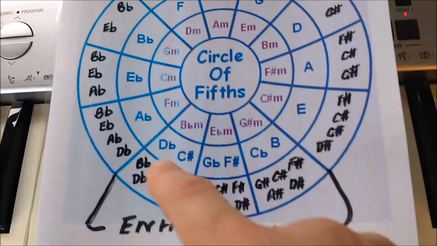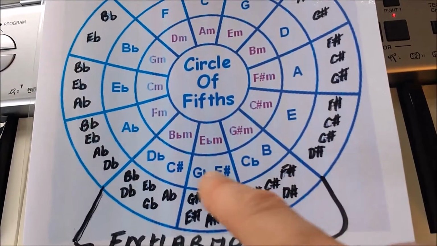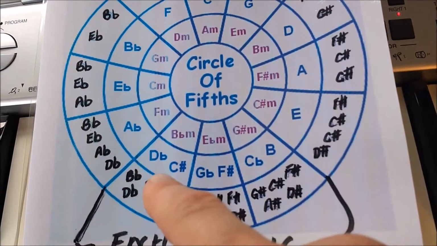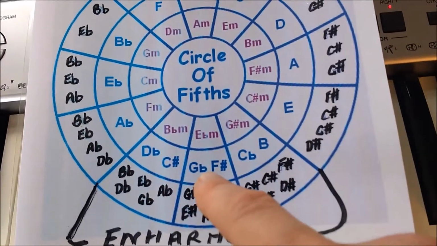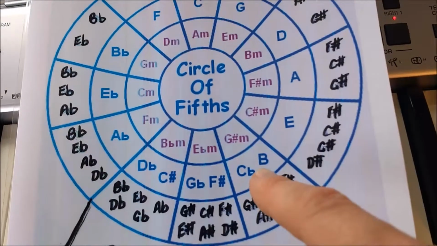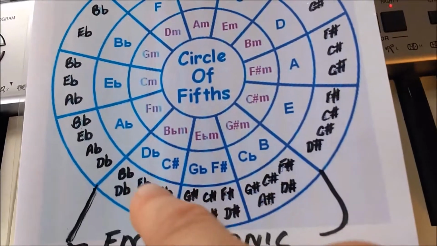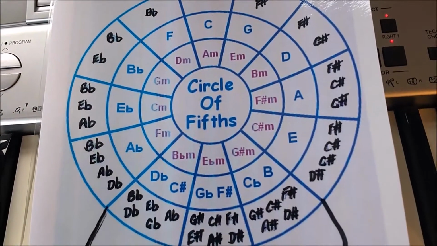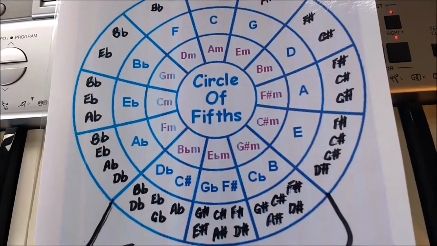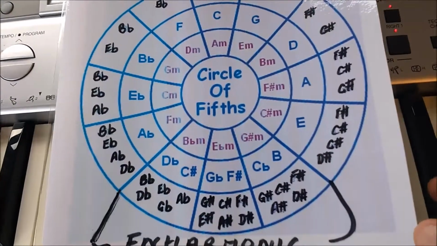Now these 3 scales, D flat, C sharp, is exactly the same note, and G flat and F sharp is exactly the same note, and C flat and B is exactly the same note. But they're known slightly differently because when we do a scale, I've told you before that we have to use every single letter of the alphabet. Well, sometimes we have to call a B a C flat.